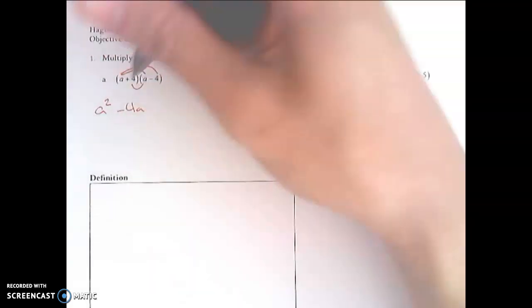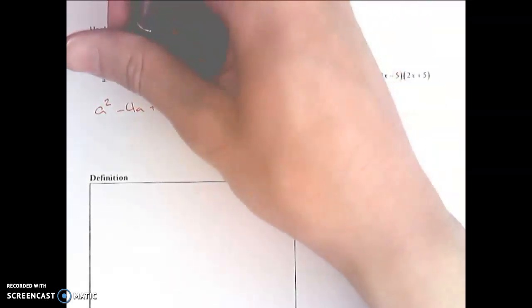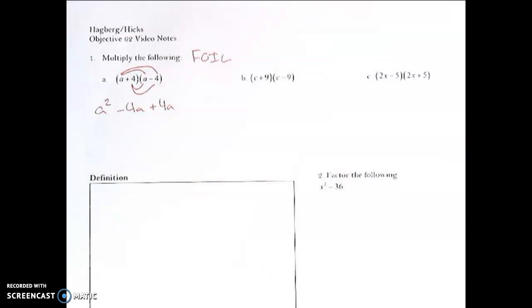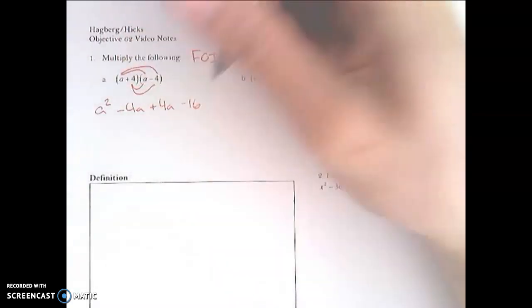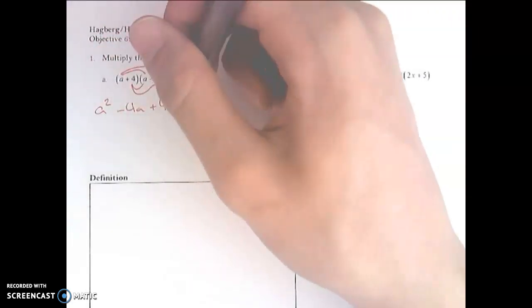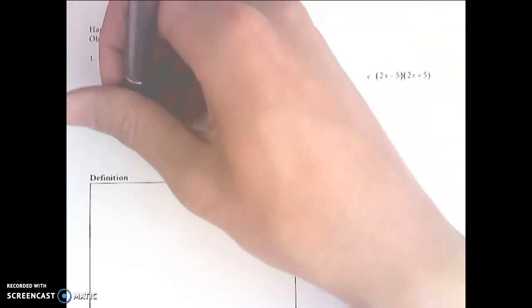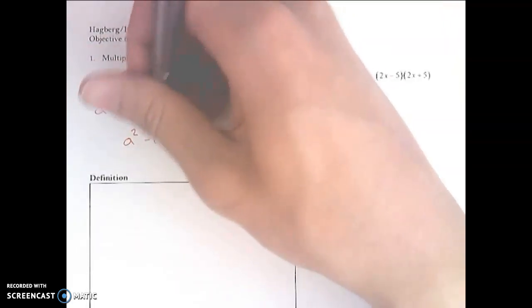Our inner terms, positive 4 times a gives us a positive 4a. And our last terms, we have a positive 4 times a negative 4 gives us a negative 16. We combine like terms. I have a negative 4a and a positive 4a. Those cancel. So all that's left is a squared minus 16.